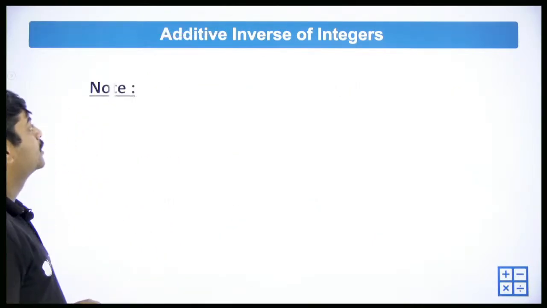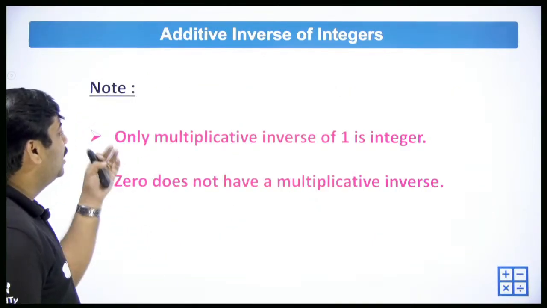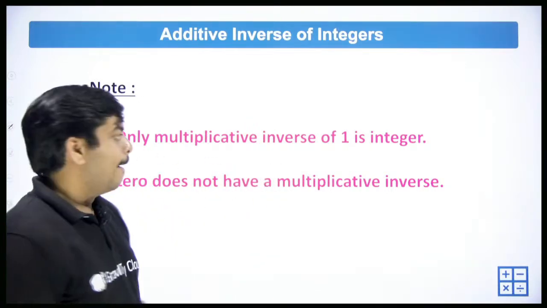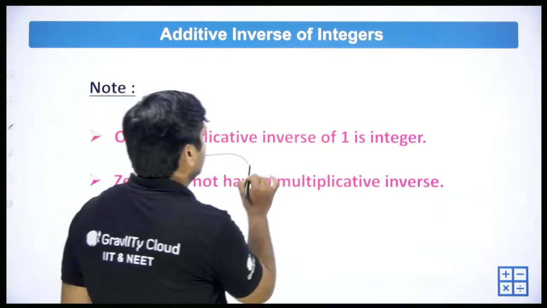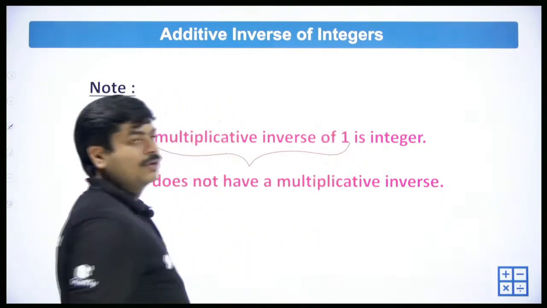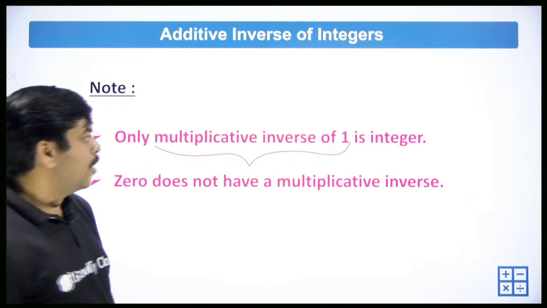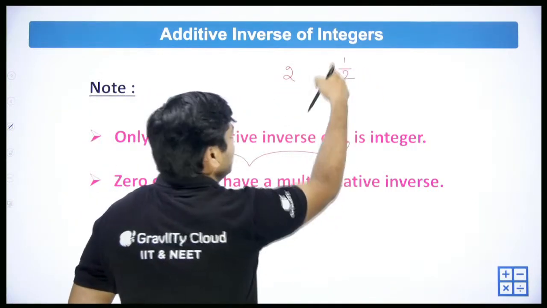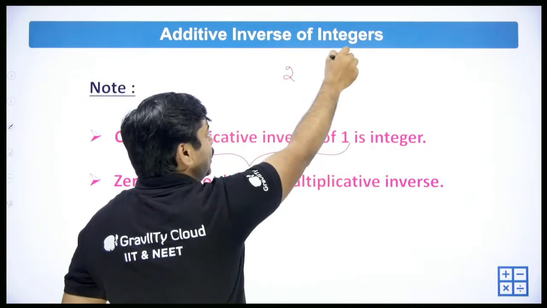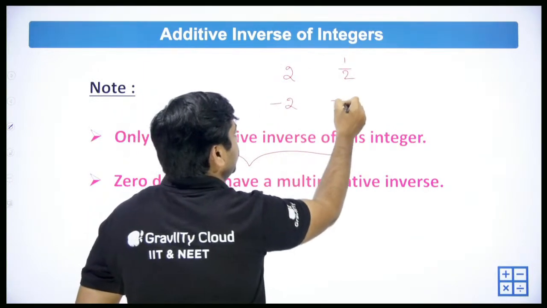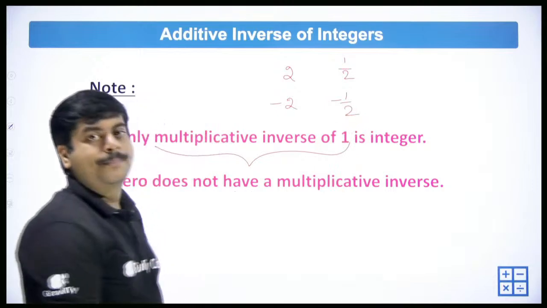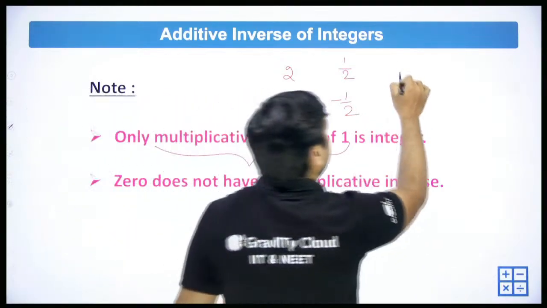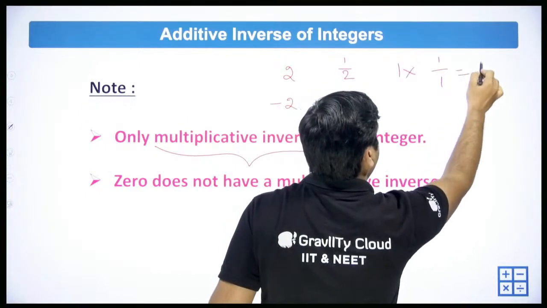The next thing we are going to discuss is that only the multiplicative inverse of 1 is an integer. Why? For the number 2, what is the multiplicative inverse? 1 by 2. Is it an integer? No, it is not an integer. For minus 2, minus 1 by 2. Is that an integer? No. But only for the number 1, 1 into 1 by 1 will give you 1.